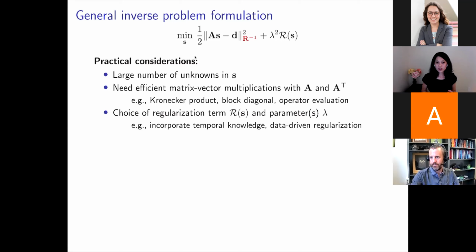We're dealing with millions of unknowns in S. We need to have methods that do not require the actual matrix A, because this matrix A could actually be large, but instead methods that can take advantage of efficient matrix vector multiplications with A and say A transpose. So it might be that A is a Kronecker product. It might be block diagonal like we saw in the dynamic PAT example. It might just be a function evaluation, right? It might just be a black box that you have an input and an output.